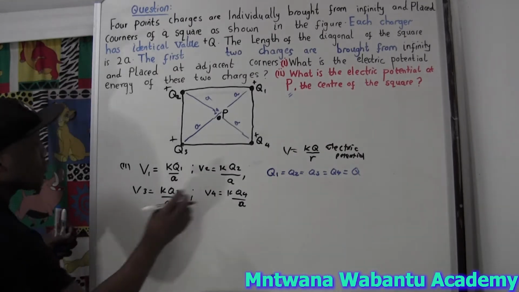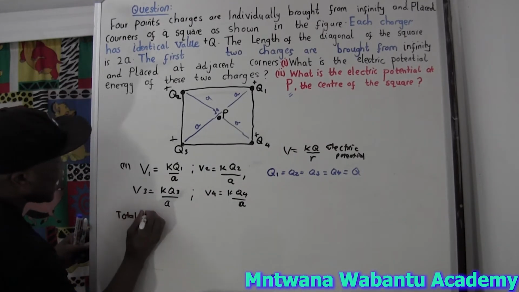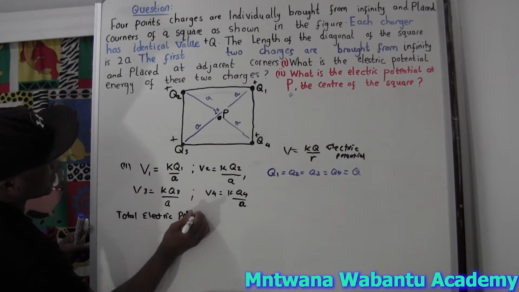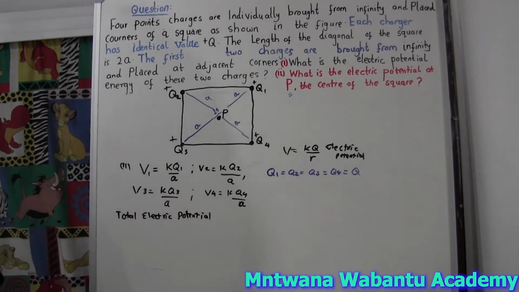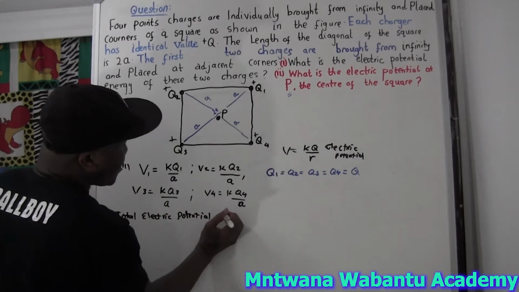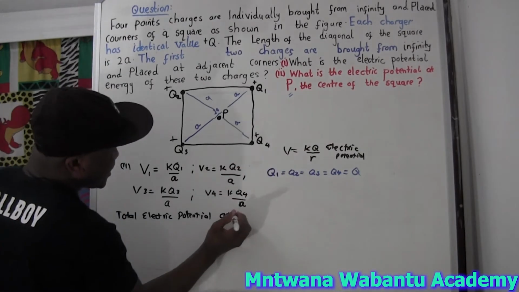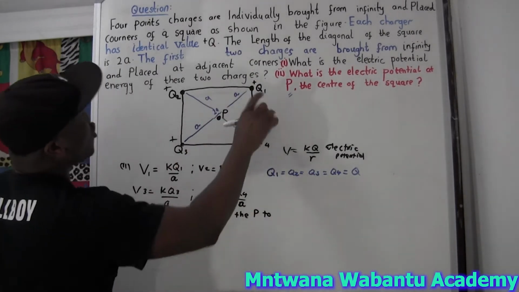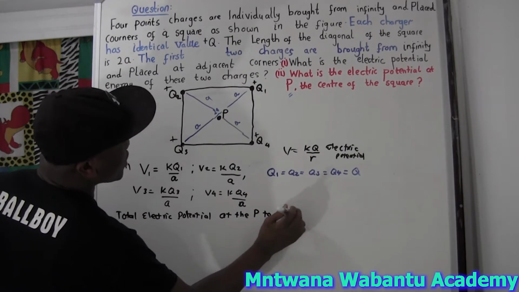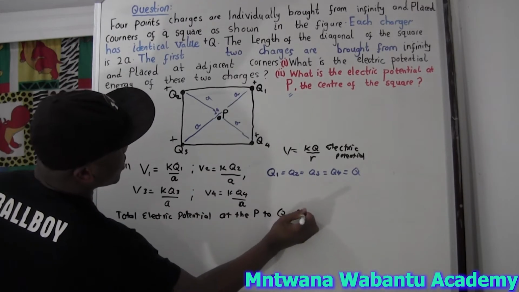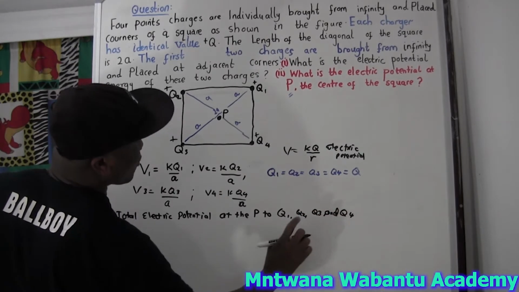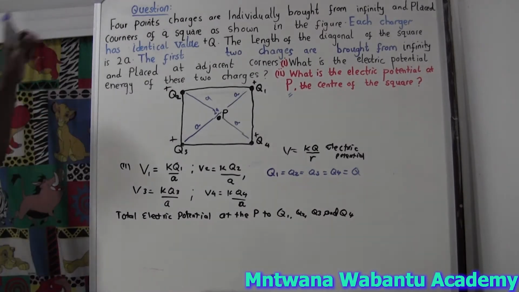So now we're going to get the total electric potential at the center, contributed by all of Q1, Q2, Q3, and Q4, which are all equal, and each is at the same distance from the center, to each adjacent corner.